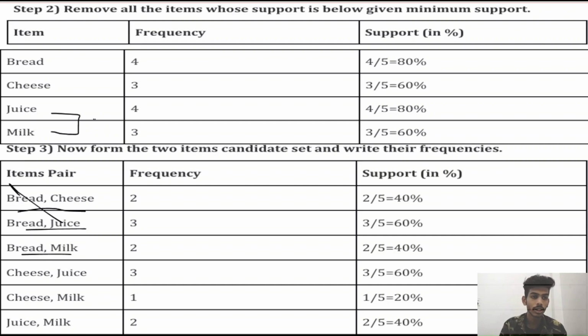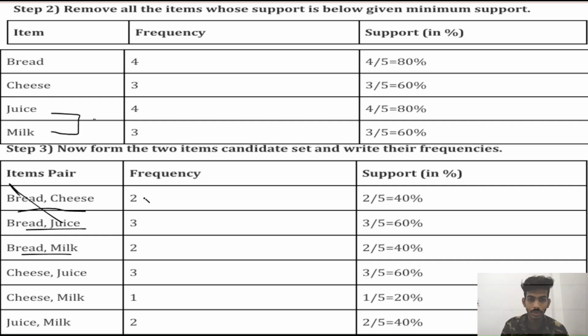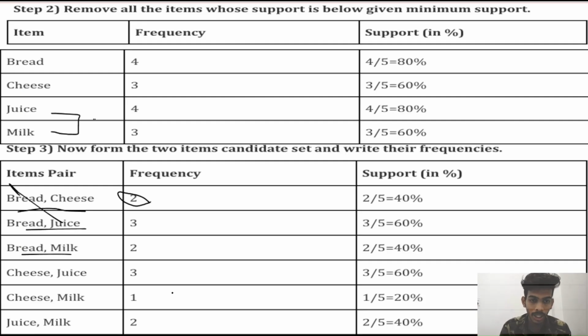Now we see in the given question, bread and cheese appear 1 and 2. There are only two occurrences for bread and cheese, as you see on the screen. Now for bread and juice, we see in the question bread and juice 1, bread and juice 2, bread and juice 3. There are three occurrences for bread and juice. In the same way we follow the steps for all the item pairs.